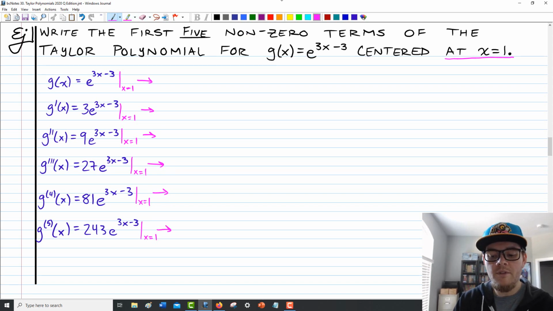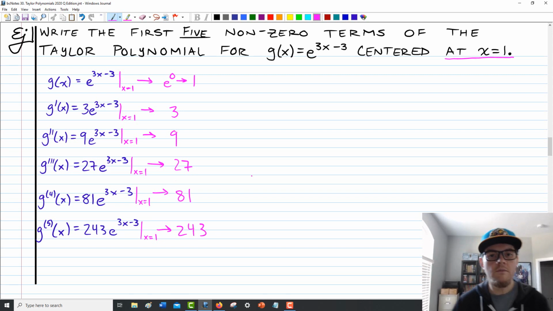Now that we have it, our job is just to evaluate it, just like we did before. So if we do e to the 3 times 1 minus 3, that's e to the 3 minus 3, which is e to the 0, which is just equal to 1. So I'll go e to the 0, and then I'll put in 1. On the next one, we'll have 3 e to the 0, which is just going to be 3. On the next one, we'll have 9 e to the 0, which is 9. And at this point, 27 e to the 0 is 27. You figured out it's just the coefficient in front. It is indeed. So we get those as our values.